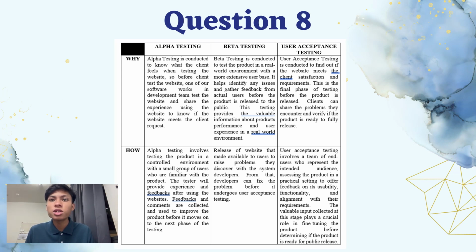And how to make the beta testing? The release of a website is made available to users to raise problems they discover with the system developers. From that, developers can fix the problem before it undergoes user acceptance testing.